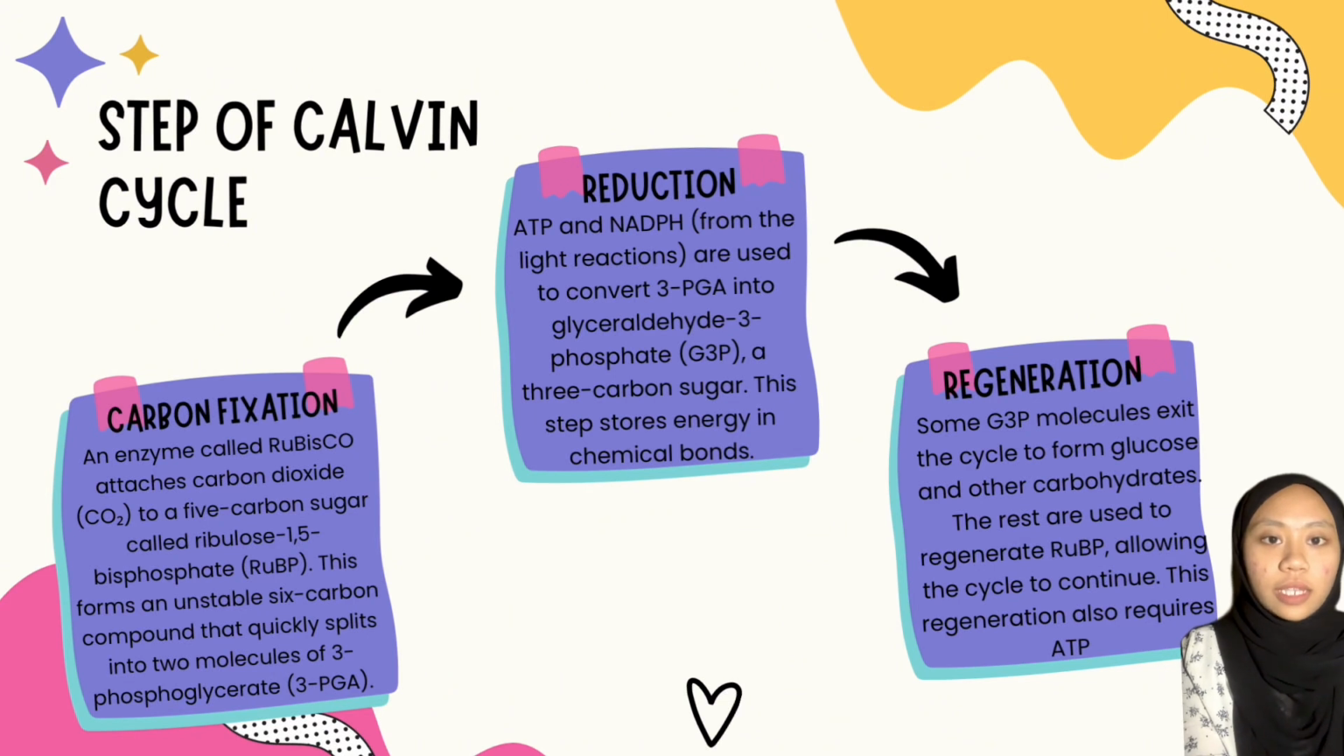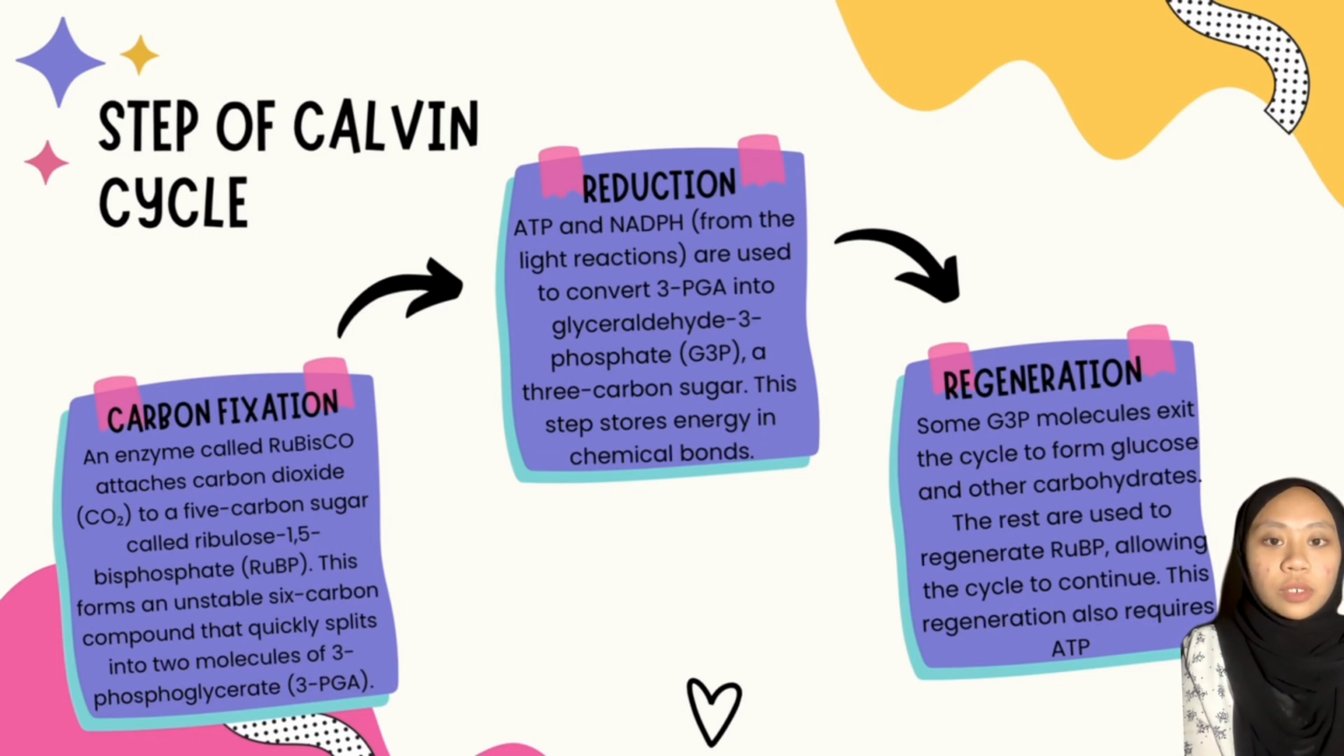This is the detail of the steps in the Calvin cycle. The Calvin cycle, the dark reaction of photosynthesis, occurs in the chloroplast stroma and includes three main steps, which are carbon fixation, reduction, and regeneration.